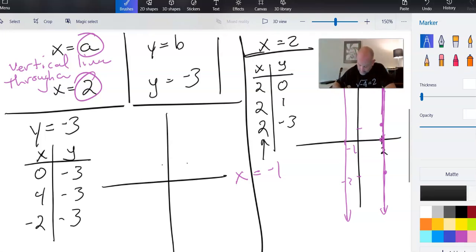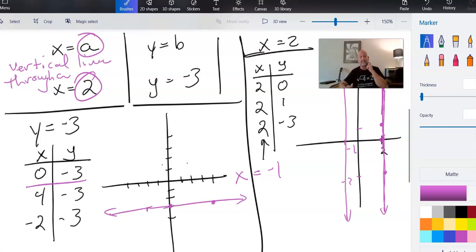Well, let's do this first. So y = -3 is right here as far as that goes. The first point, 0, -3, is right there. If I go out to 4, -3, it's right there. And -2, -3 would be right here. And so you can see it's a horizontal line. It's parallel with the x-axis.